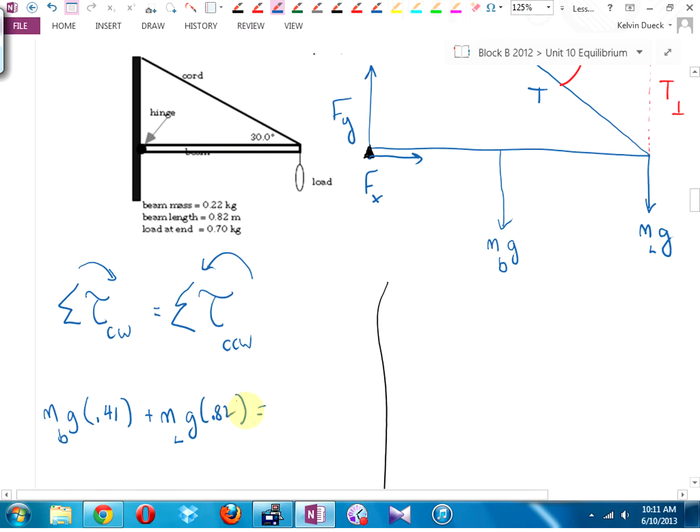What if it wasn't on the end of the beam? They'd have to give me one more measurement so I could subtract. They'd tell me how far it was from the end or something. There's all my clockwise torques.